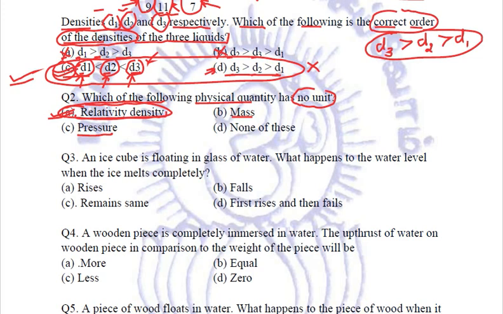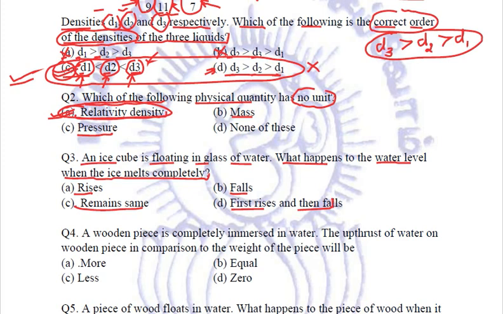Coming to the next question. Question number 3. An ice cube is floating in a glass of water. What happens to the water level when the ice melts completely? Will it rise, or it falls, or it remains same, or it first rises and then falls?